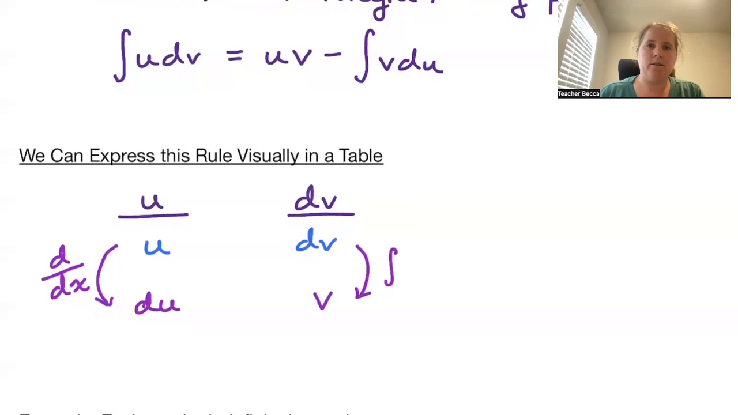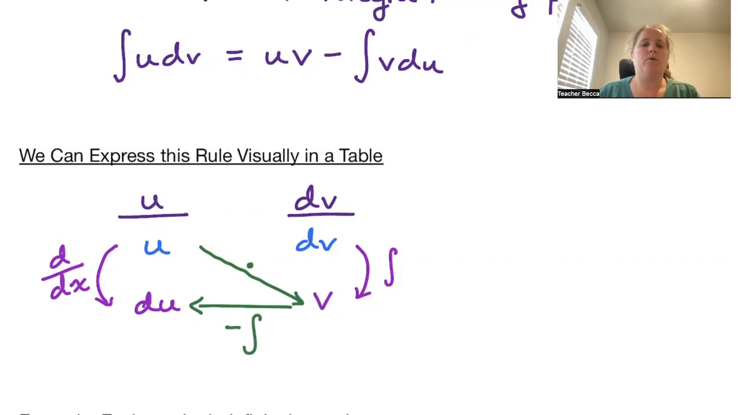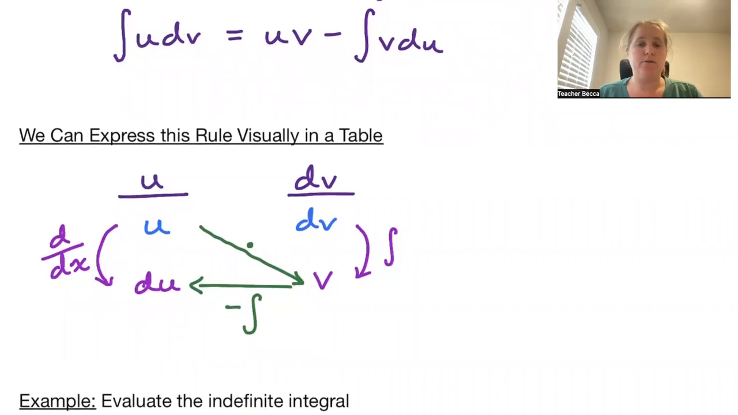Now, our formula says that we should multiply u and v. So on the diagonal, we're just going to multiply u times v. And then it says that we subtract the integral of that bottom row, v times du. So we're going to take the positive product of that first diagonal, u times v, and then subtract the integral of the bottom row, v times du. So this is how I usually write integration by parts when I am performing it myself.